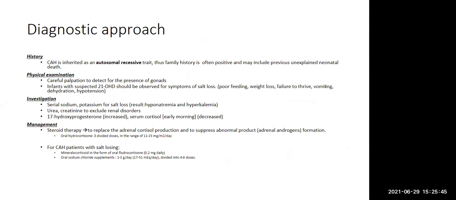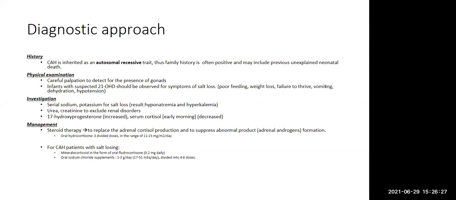Okay, so how do we approach the patient with congenital adrenal hyperplasia? First, for history, because it is autosomal recessive, we can ask about consanguineous marriage in the family. For the physical examination, we first palpate the gonad, whether it is absent or not. If there is presence, it is less likely to be CAH. Then for an infant with suspected CAH, we should observe for symptoms of salt loss, because salt loss is adrenal crisis, so we have to treat immediately because it is a neonatal emergency.